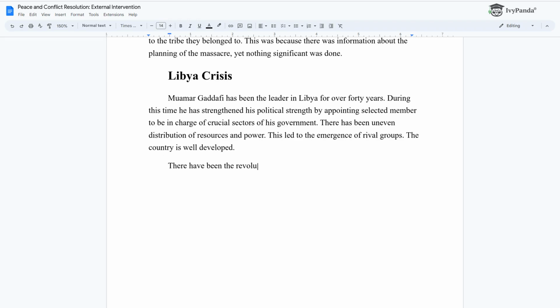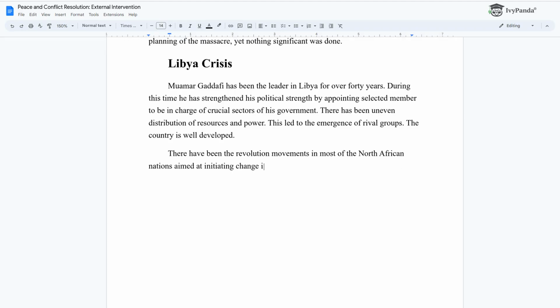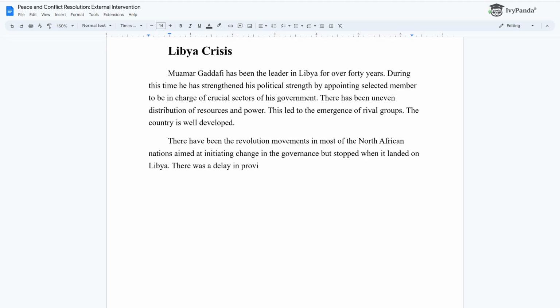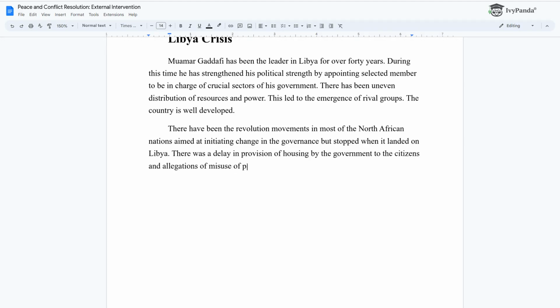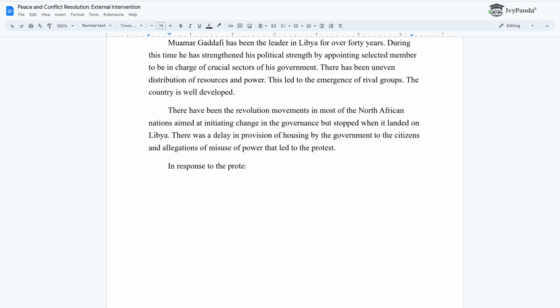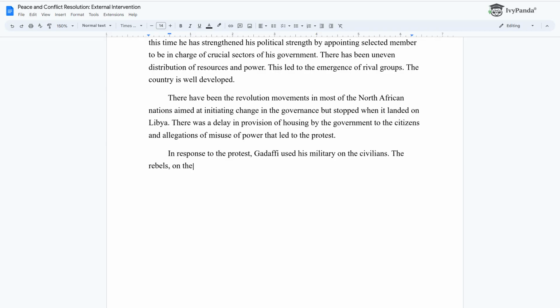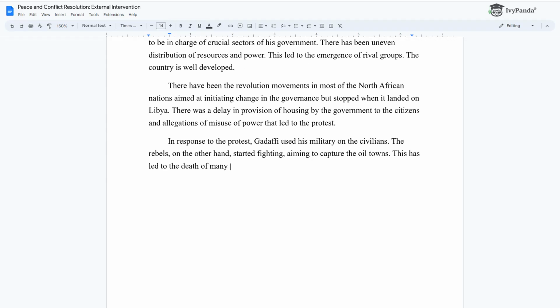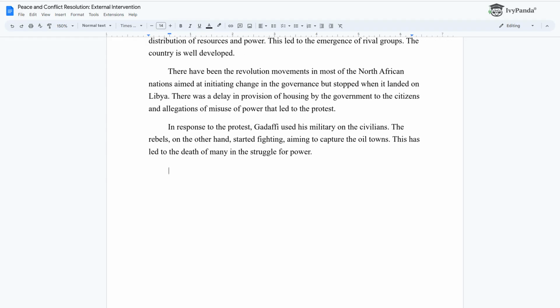There have been the revolution movements in most of the North African nations aimed at initiating change in the governance, but stopped when it landed on Libya. There was a delay in provision of housing by the government to the citizens and allegations of misuse of power that led to the protest. In response to the protest, Gaddafi used his military on the civilians. The rebels, on the other hand, started fighting, aiming to capture the oil towns. This has led to the death of many in the struggle for power.